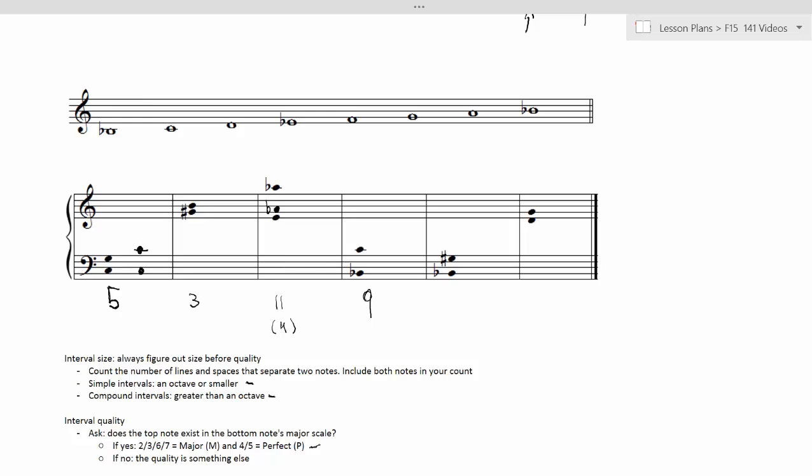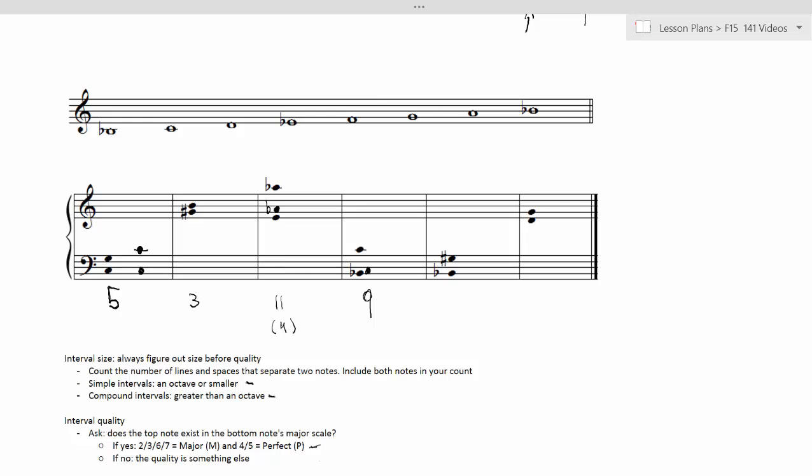Okay, and then if we look at my bullet point down here, I've listed second, third, sixth, seventh, and fourth, fifth. So I've only listed simple intervals, right? But this ninth is a compound interval. So I first want to know what is it in simple form. So I'm just going to lower this C an octave. And now I know that it's a second. B flat to C is a second.